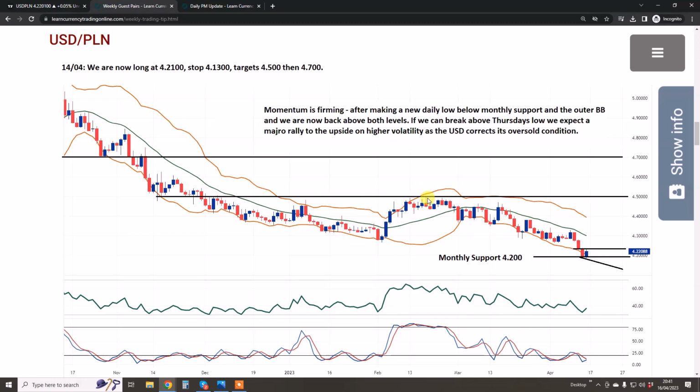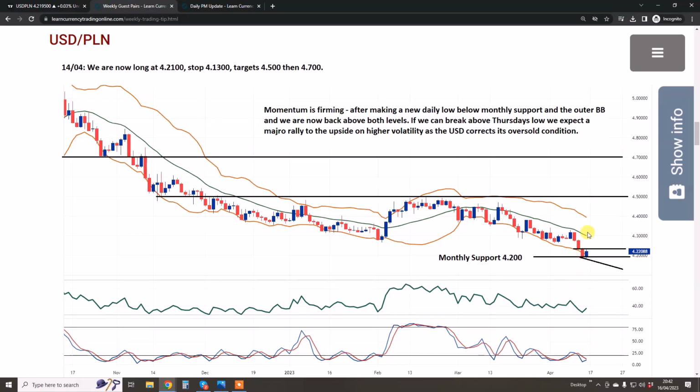We get up to it again in February, can't get through the level, and basically we fall away with the euro helping push the USD down against the PLN. Now, in terms of this tail here, it goes below 4.20, a new low on the daily chart, below monthly support. Then we pick up, and this tail here touches these two bodies. An aggressive entry through here, I think, and you should see follow-through buying to the upside.